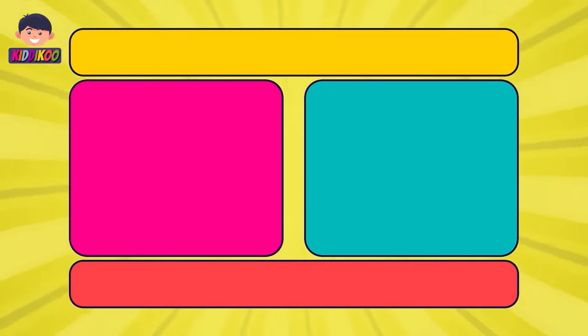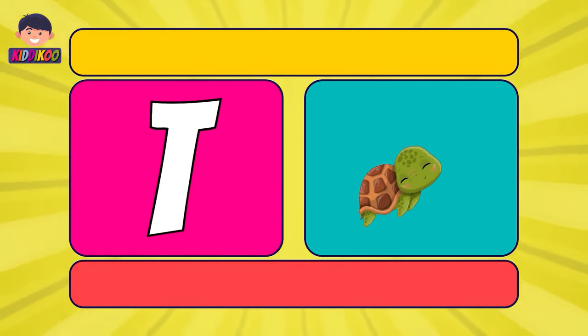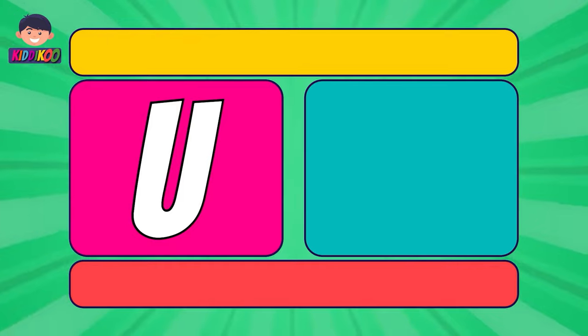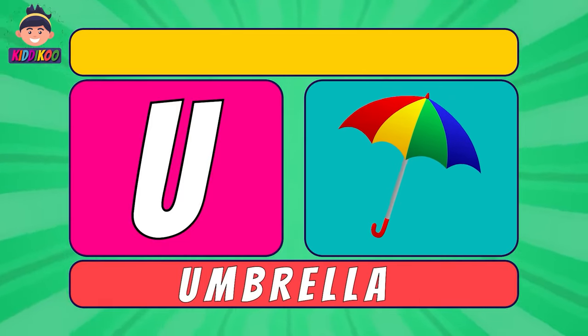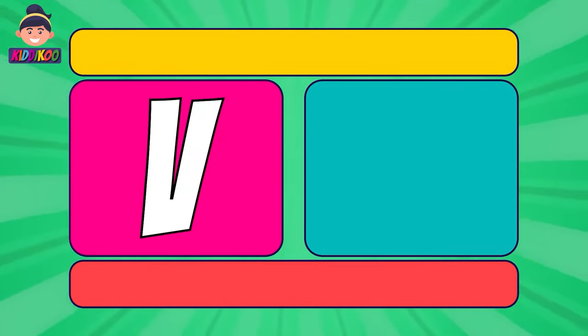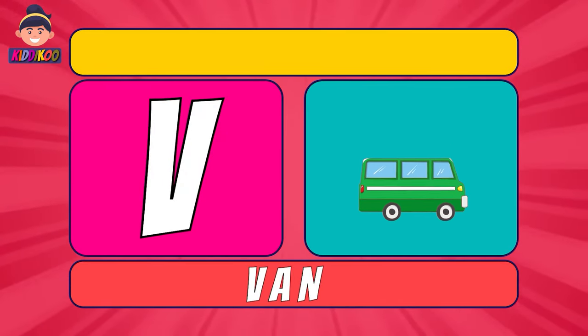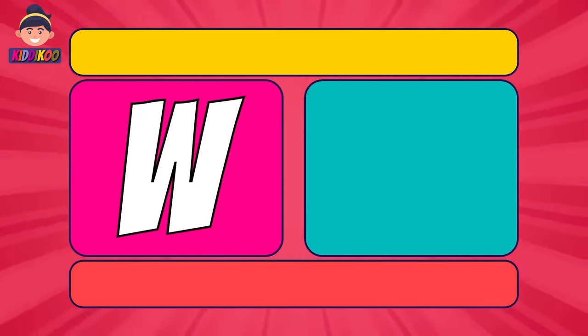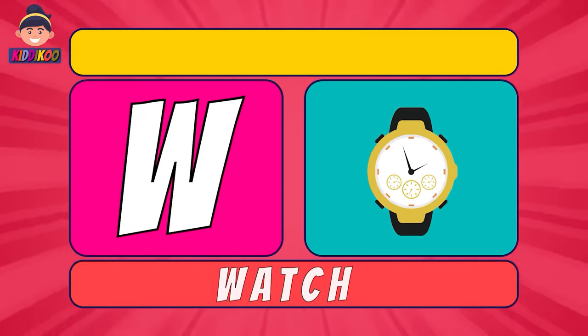Next letter is T. T for turtle. Turtle. Next letter is U. U for umbrella. Umbrella. Next letter is V. V for van. Van. Next letter is W. W for watch. Watch.